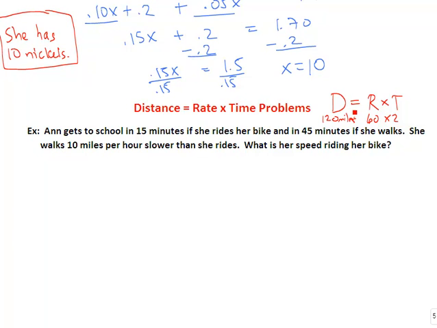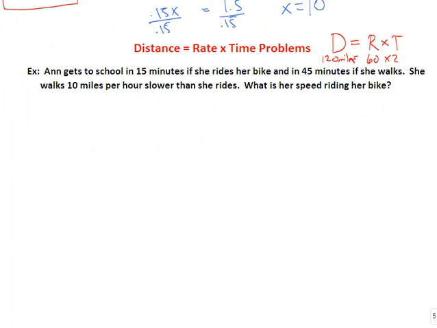Okay, so it's a very common formula that you use, and we're going to use it to help us solve our problems. So in this first example, we have Anne, who gets to school in 15 minutes if she rides her bike, and in 45 minutes if she walks. She walks 10 miles per hour slower than she rides. What is her speed riding her bike?